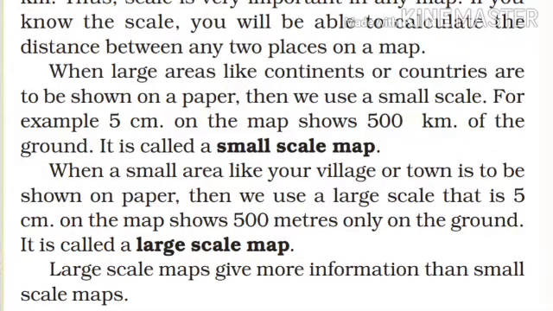Now we come to the next point. What is the next point? A scale. For this purpose a scale is always used. When we measure this distance on a map, we use a scale. What is a scale? A scale is a ratio between the actual distance on the ground and the distance shown on the map. It is called a scale.